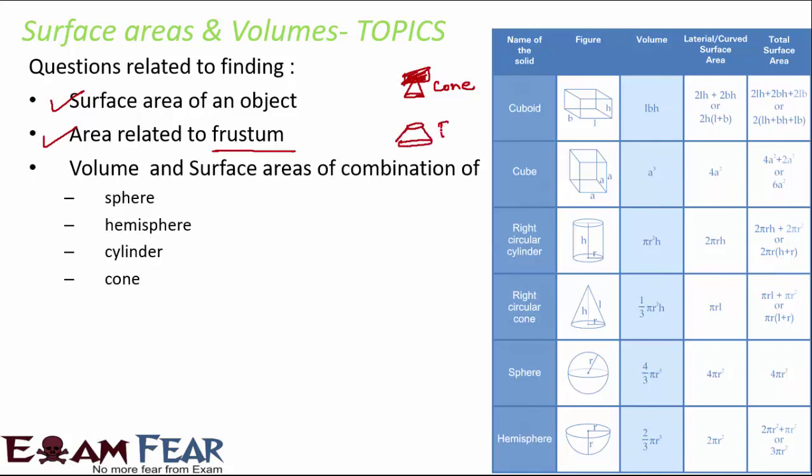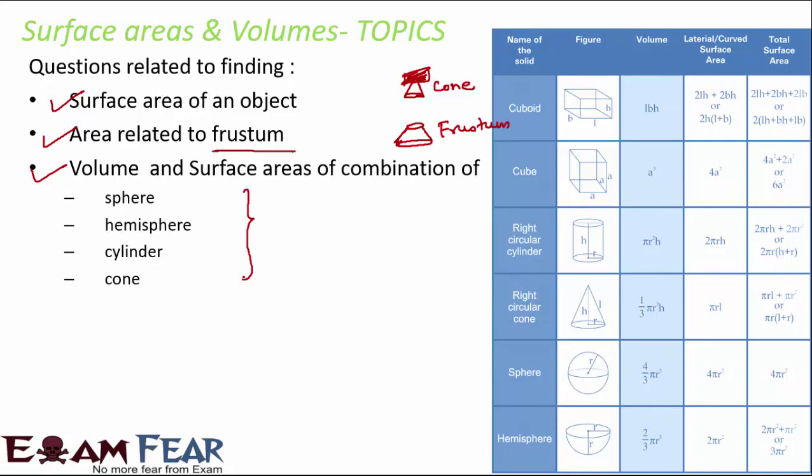So this is a frustum. One good example of a frustum could be a bucket. You would have seen a bucket of this shape, where it is slightly tapered towards the bottom, and this is how it looks. So that's a frustum. Many times you get questions related to frustum, and also volume and surface areas of combinations of sphere, hemisphere, cylinder, cone. In fact, that is one of the most important questions often seen in the exam.